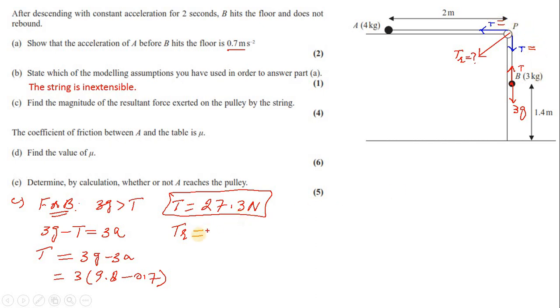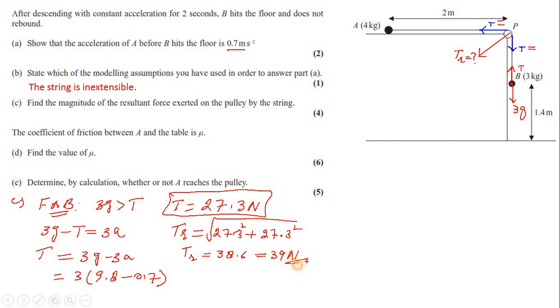So the resultant will be found by Pythagoras theorem. TR is the square root of 27.3 squared plus 27.3 squared. So TR would be equal to 38.6 Newton, which is rounded off to 39 Newton.